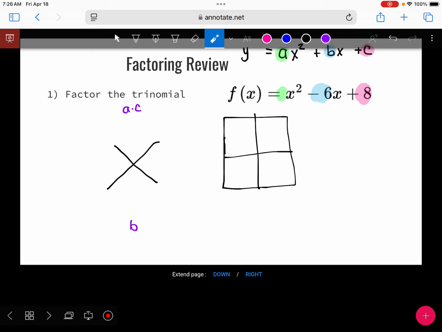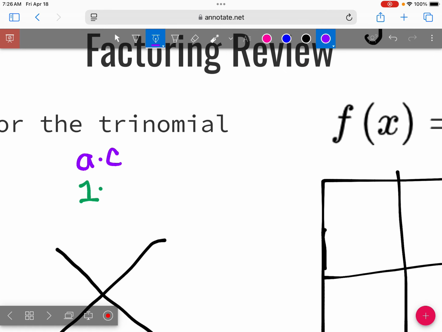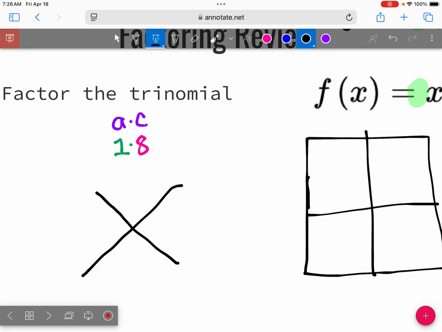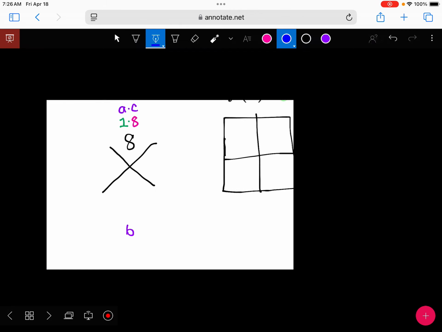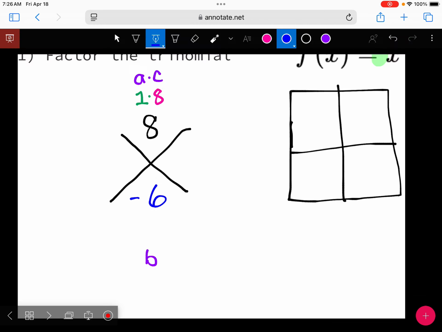So in this case, what is the value of our a? 1. And what is our c? 8. So 1 times 8 means we're looking at an 8 in this x frame. And b goes on the bottom. What's our b? -6.